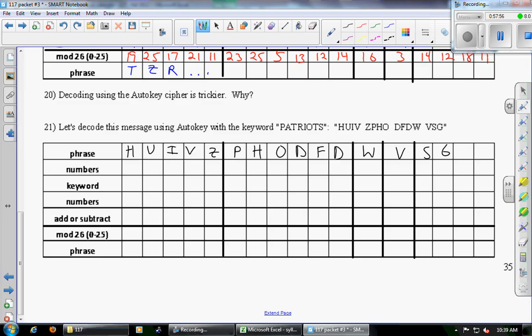Okay, so let's try this. So parts of this will be very familiar. That's right, one part is going to help the other. Okay, so what are we putting in the first row? Patriots? No, put the message there. So very carefully copy the garbage.